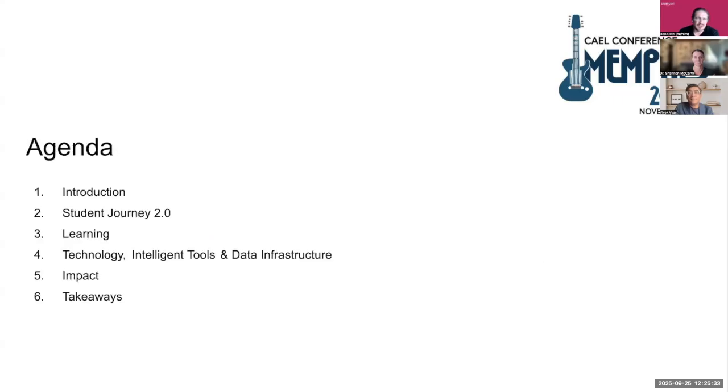So today we'll give you some background and introduction about Calbright. We'll step into the Student Journey 2.0, what we're doing in that space. We'll talk about the learning that happens at Calbright and how we design. And then we'll dive into the technology, intelligent tools, and data infrastructure required for our online environment. We'll talk a little bit about impact so far, and then maybe share some takeaways that you can think about as you go back to your institutions.